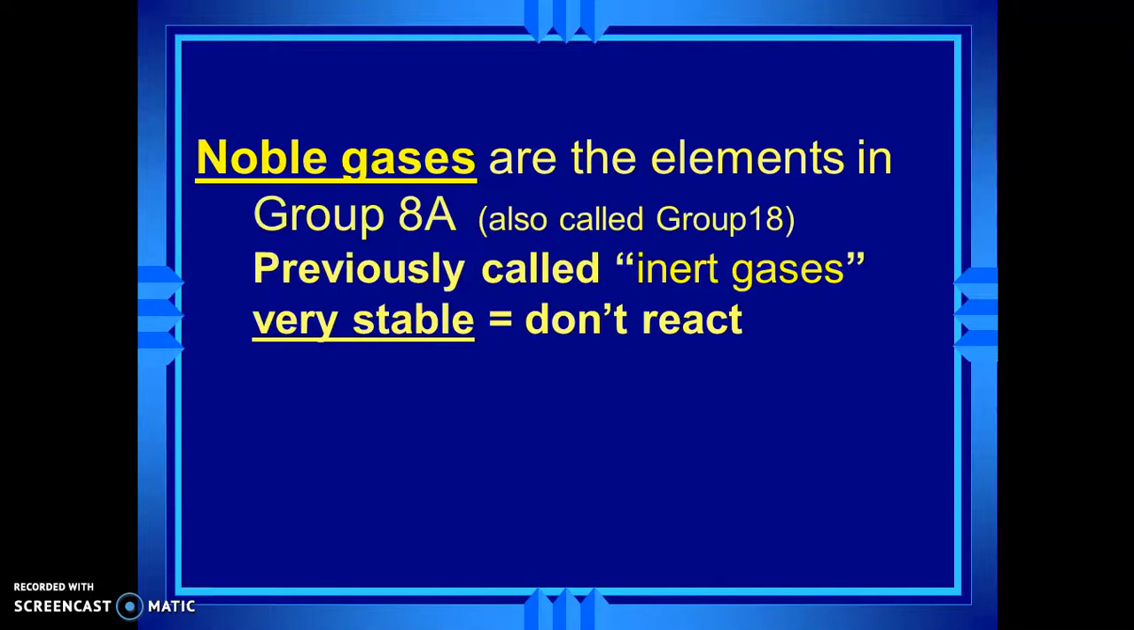And then the last group that I want you to know the name of are noble gases, and these are in group 8A, or remember also the numbering system 1 through 18, so it would be in the 18th column all the way off to the right. They used to be called inert gases. They're very stable. They don't react. They have a full s and p shell.